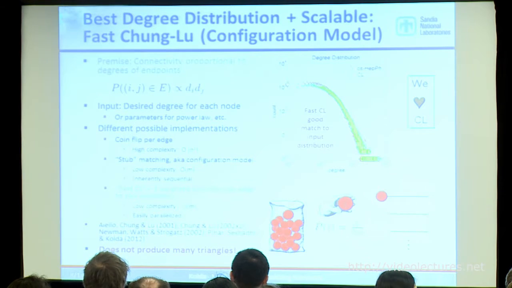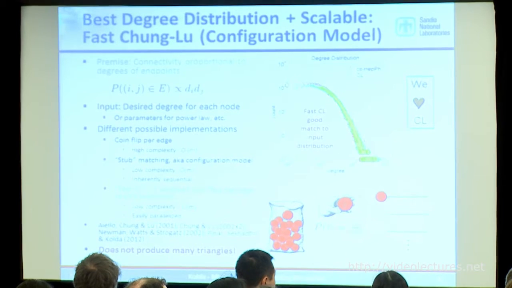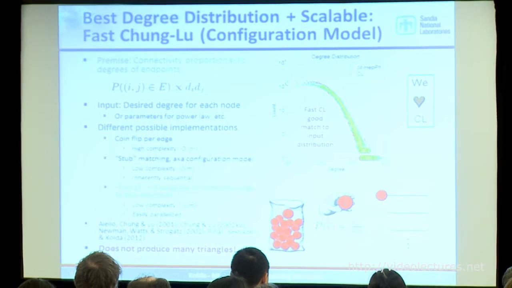So in Chung-Lu, they were mostly doing theoretical analysis of these graphs, and they basically said you flip a coin for every edge. So I mean, you have to do n-squared coin flips. That's a little bit slow. You can do what I call stub matching. So if I have a node of degree 3, it has 3 stubs, and a node of degree 4 has 4 stubs, and all the nodes have these stubs pointing out, and then they somehow get matched up by a random matching. So that's low complexity, order n, but it's sort of a little bit sequential.